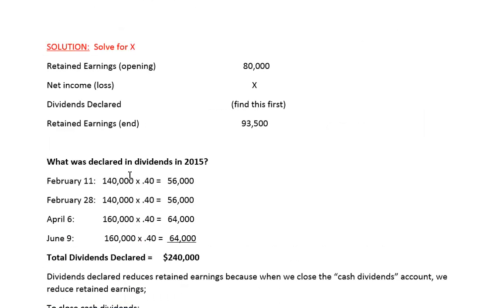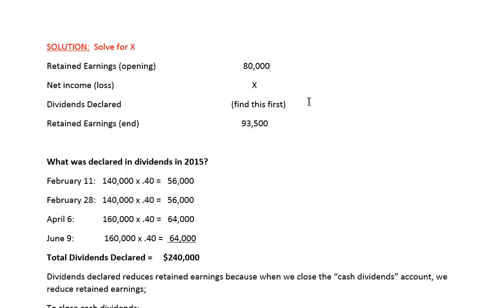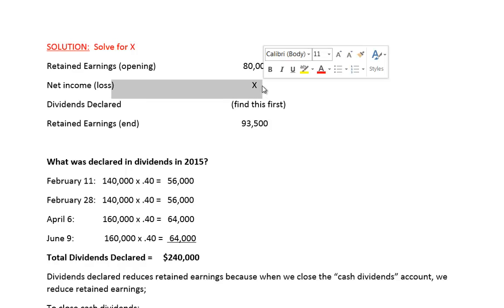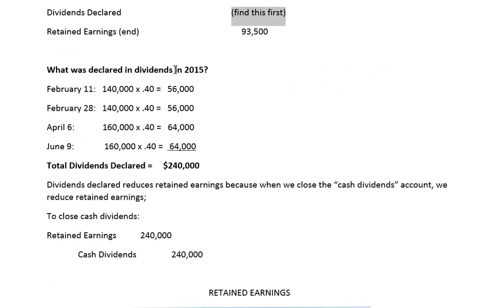In the solution, we can start with retained earnings at the beginning of 2015, i.e. the end of 2014, add in our net income, or whatever the loss might be, and deduct any dividends that we declared during the year to come up with the ending balance in retained earnings, which we already know to be $93,500. Since we have information on dividends declared during 2015, we should find this first. So what was declared in dividends in 2015?